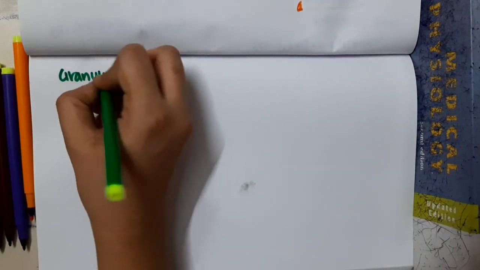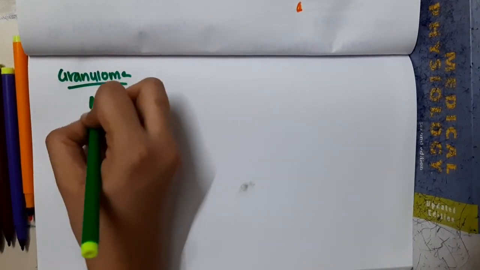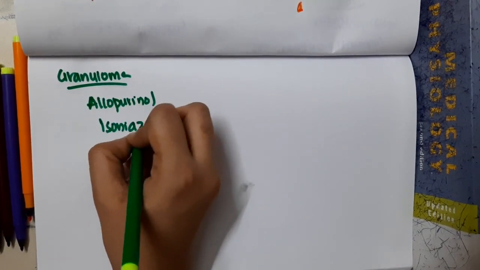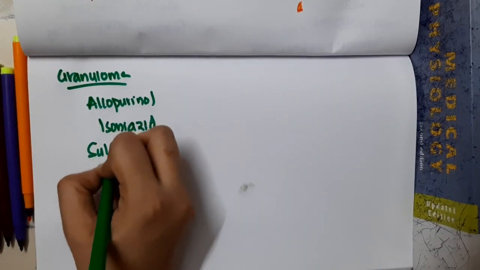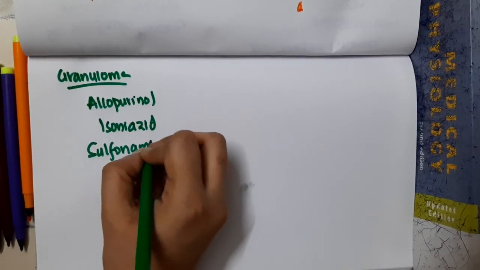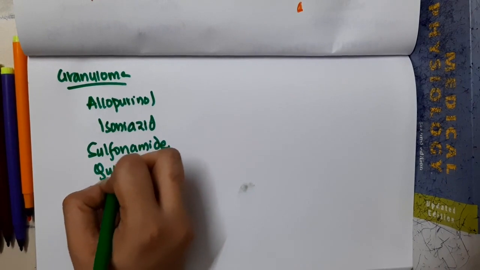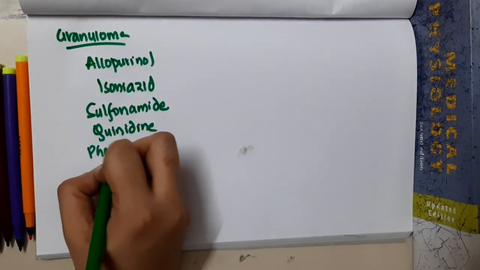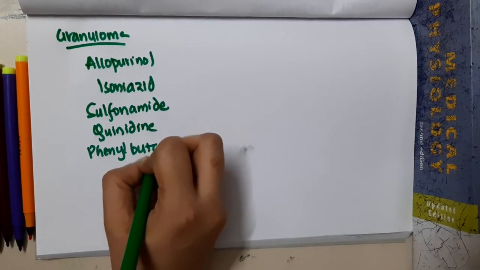Then those drugs which cause granuloma in the liver are allopurinol, isoniazid, sulfonamide, quinidine, phenylbutazone, carbamazepine.